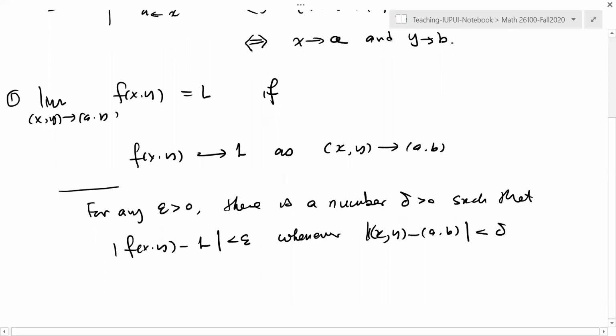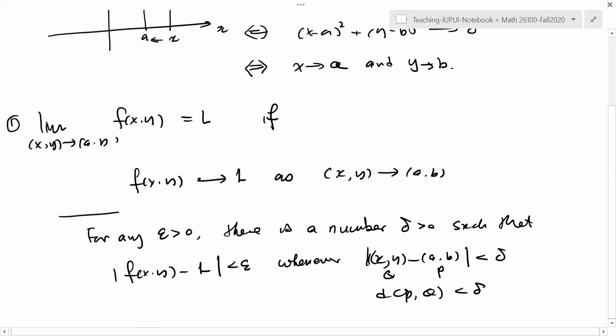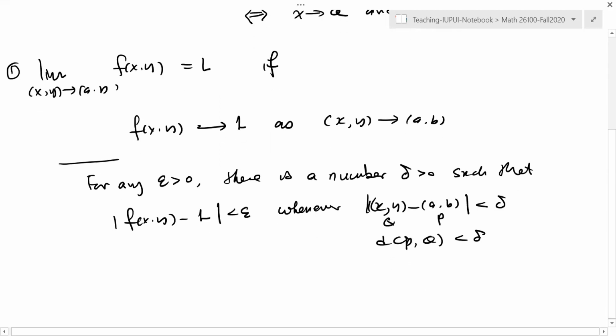Okay, so if this is Q and that is P, that is actually the distance between P and Q, the same. So sometimes we just use the coordinates to describe the point, and sometimes we simply write a point. Right. So this is an abstract definition. It's really hard to use this to prove the limit exists.